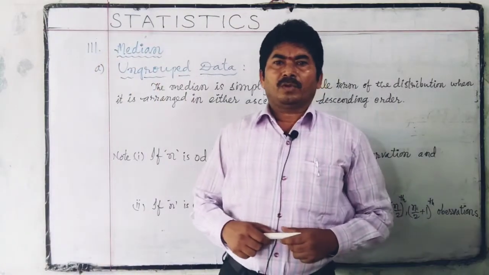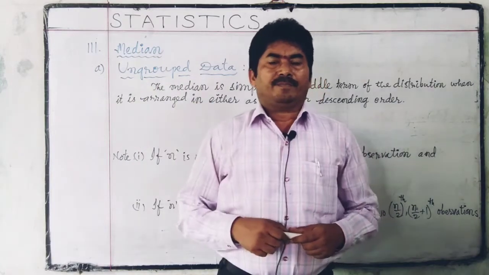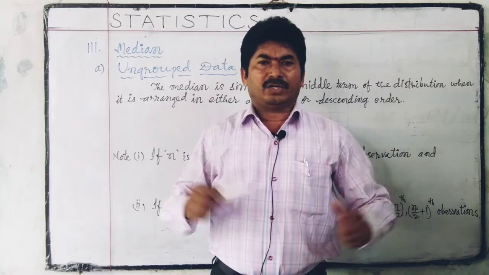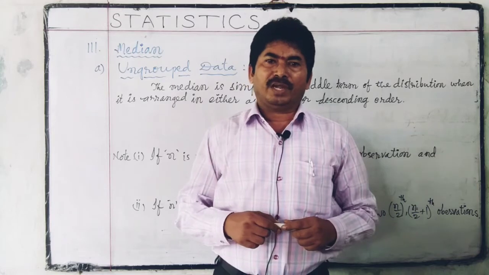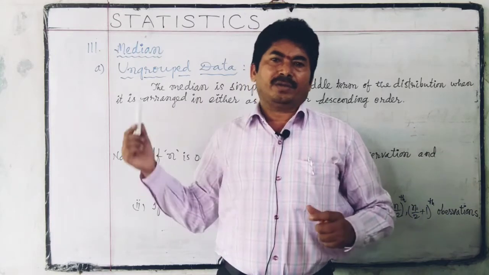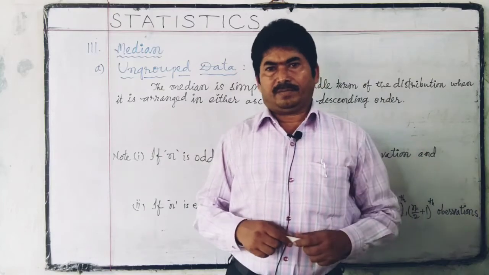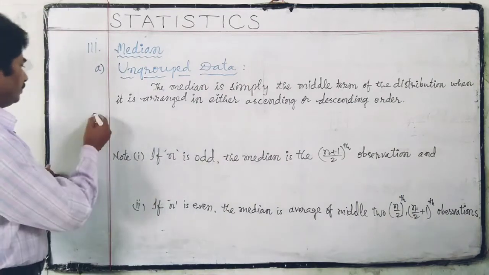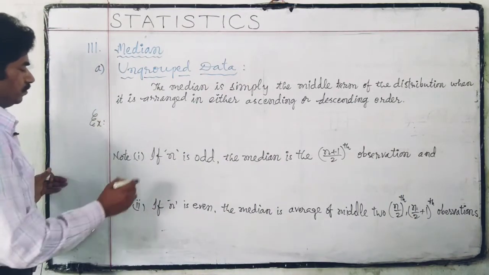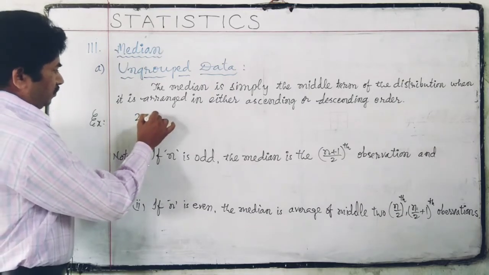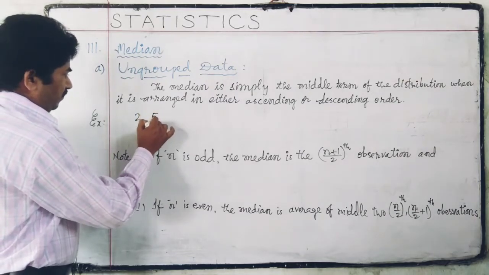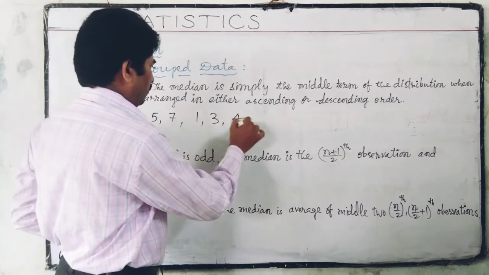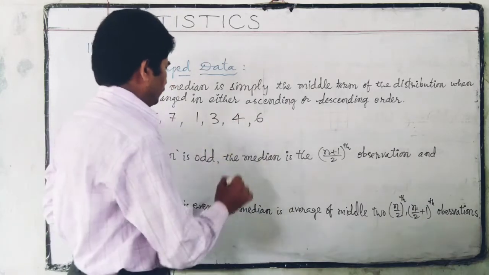Median. What is median for ungrouped data? Median is simply the middle term of the distribution when it is arranged in either ascending or descending order. Let us see one example. 2, 5, 7, 1, 3, 4, 6.